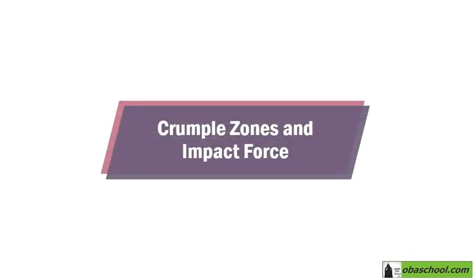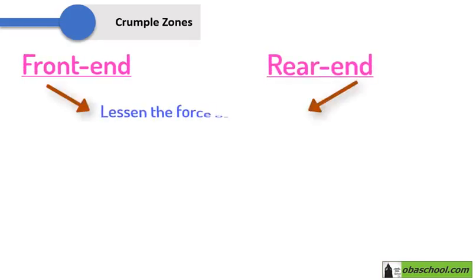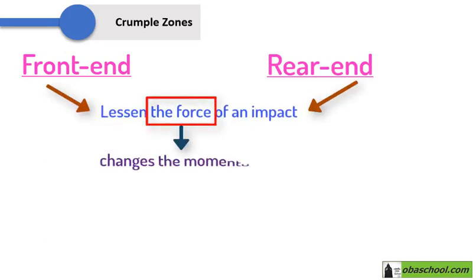Hello! In this video, we're going to highlight the idea of crumple zones and the impact force. Crumple zones at the front end and rear end of a car are designed to lessen the force of an impact. The force changes the momentum of the car.